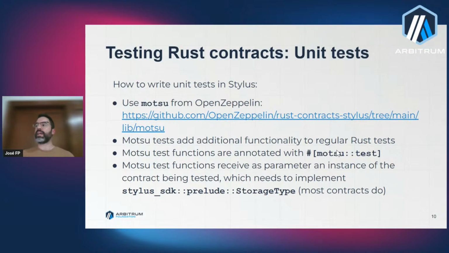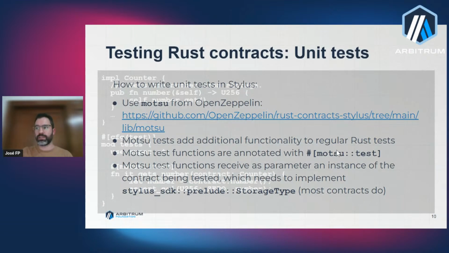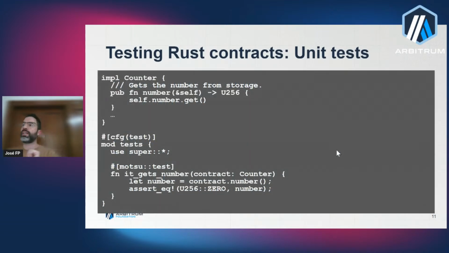So the difference in this case is that we are going to write the tests the same way, but we are going to annotate them with motsu::test instead of only test. And one final point that I added there was that they receive as a parameter an instance of the contract being tested, which needs to implement the storage type, but don't worry about this because most contracts will implement that. As long as they have storage, they implement the storage type. Okay, so this is one example.